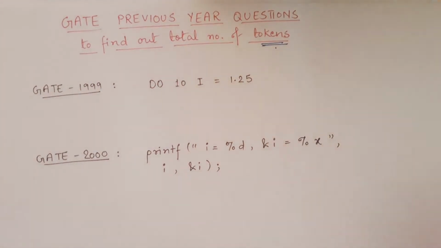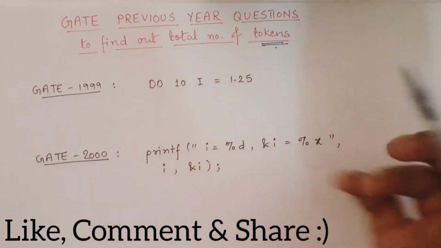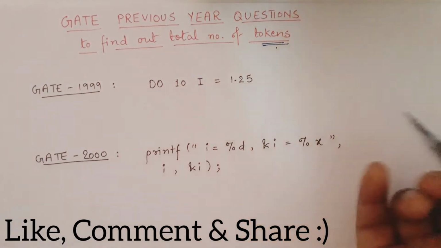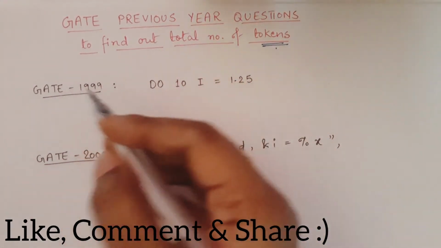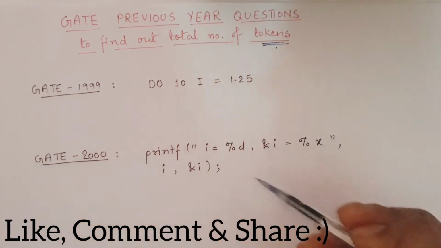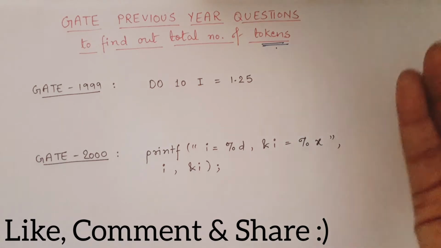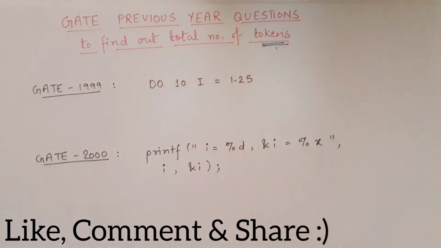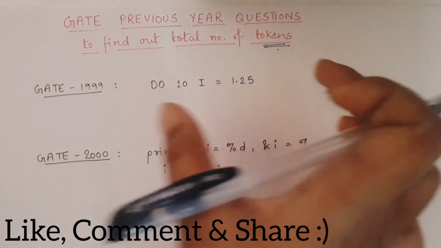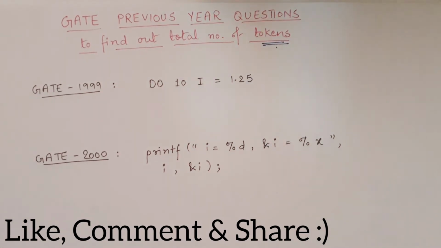So this is also a very important question for GATE where you are given a piece of code like this one or this one. So you can see here, in GATE 1999 this has been asked, in GATE 2000 this has been asked. So I have just taken two instances, but this has been asked multiple times. Apart from these two times also, such questions have been asked to find out total number of tokens from the code given. Fine. So this is actually a question of compiler design subject.